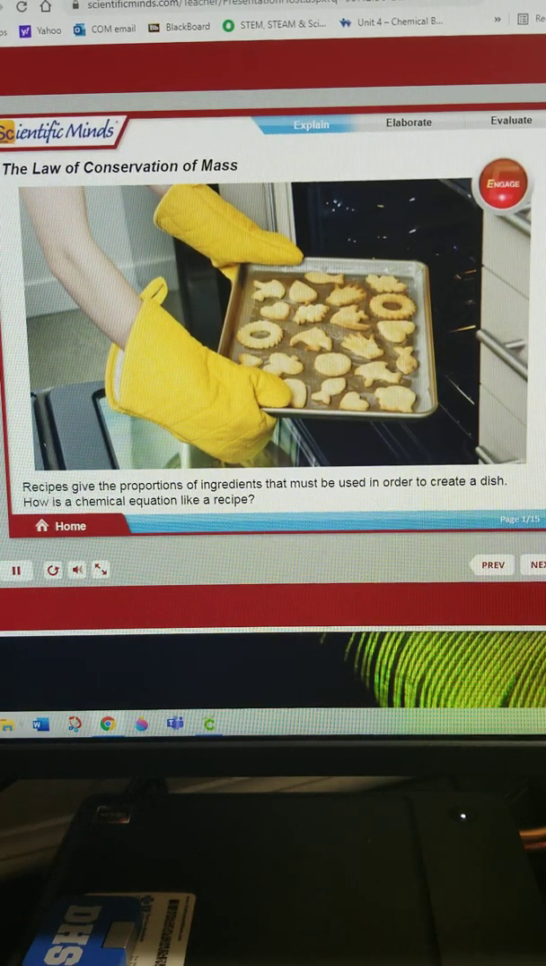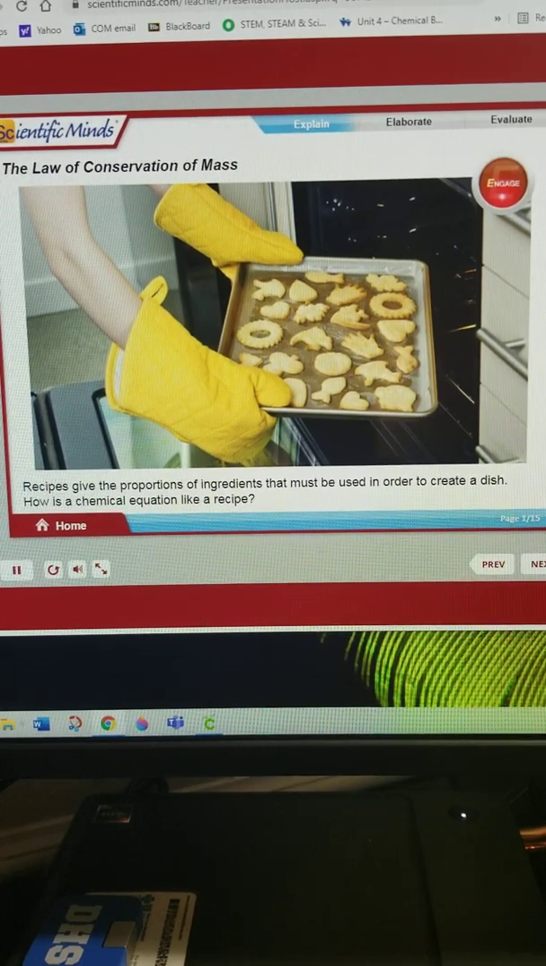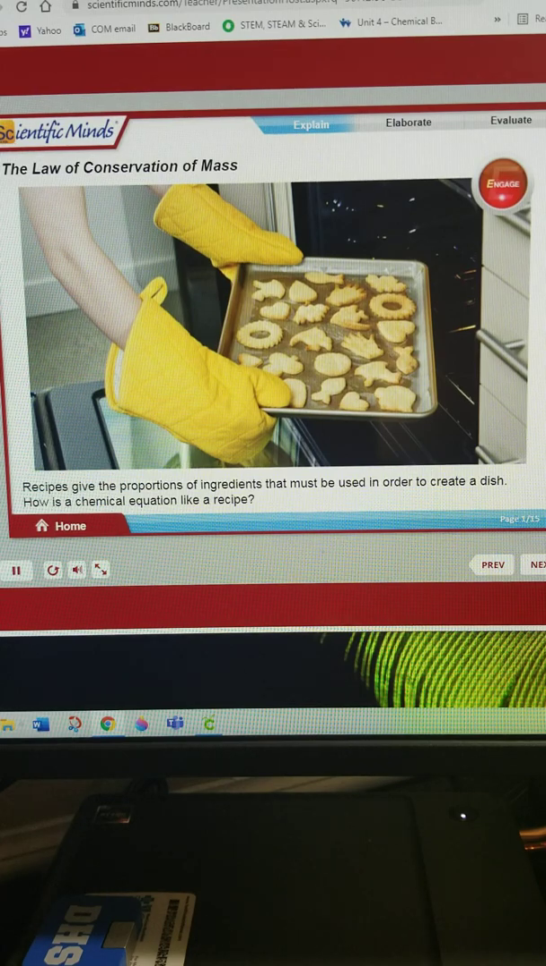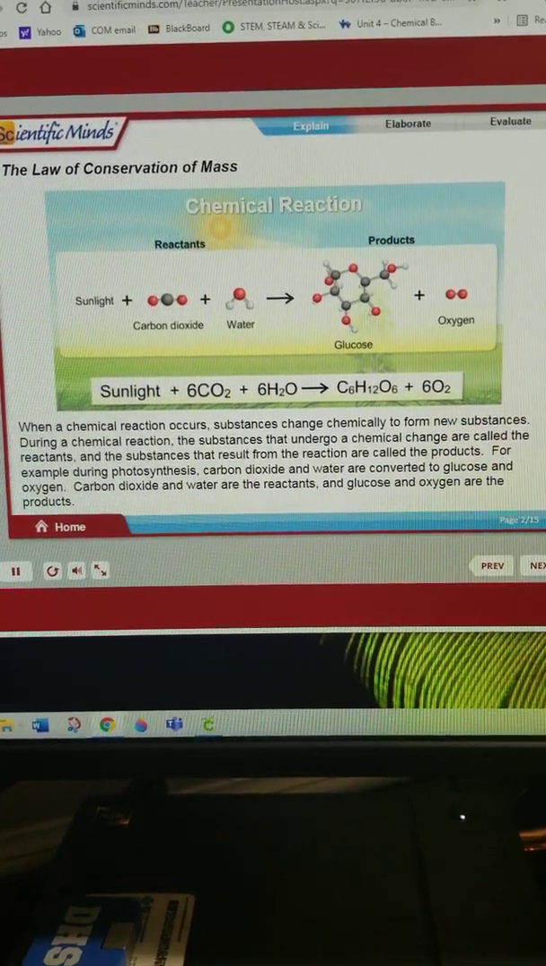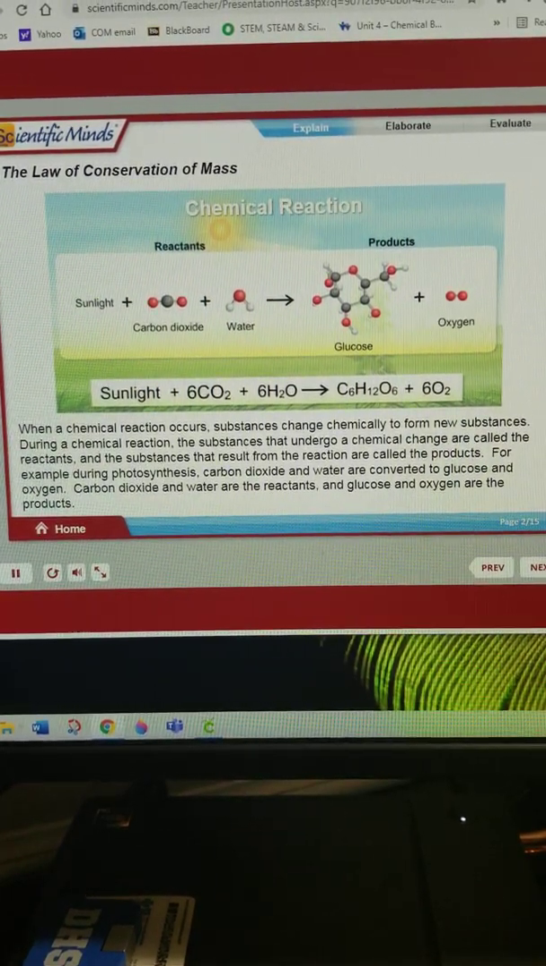Recipes give the proportions of ingredients that must be used in order to create a dish. How is a chemical equation like a recipe? When a chemical reaction occurs, substances change chemically to form new substances.